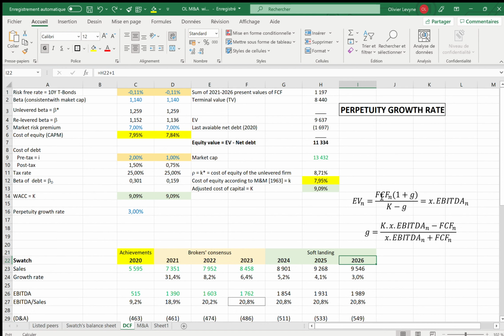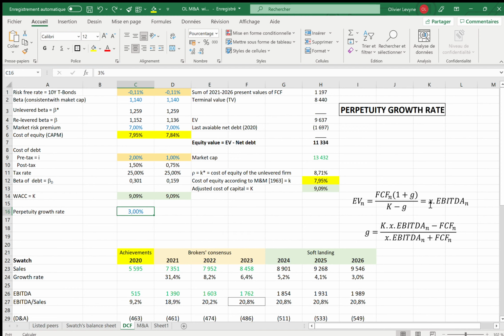And of course, thanks to this equality, we can isolate G, which is the perpetuity growth rate, which corresponds to this formula. So, in order to apply this formula and to replace 3% by the right perpetuity growth rate as expected by the market, we need to know the EBITDA multiple.